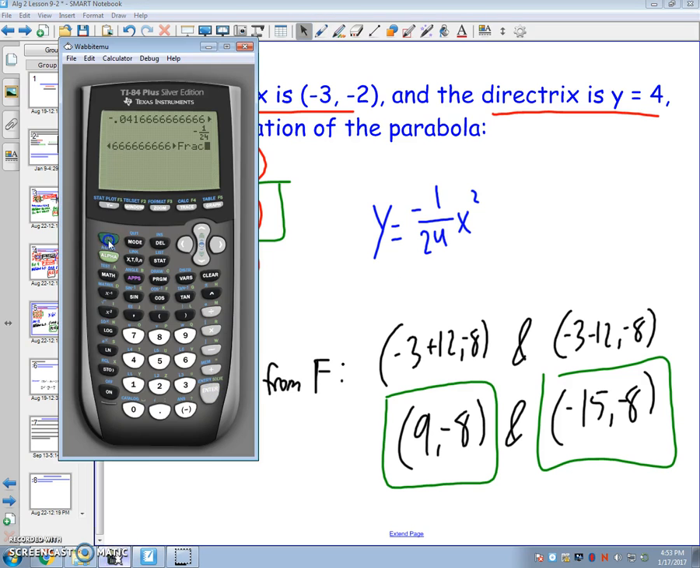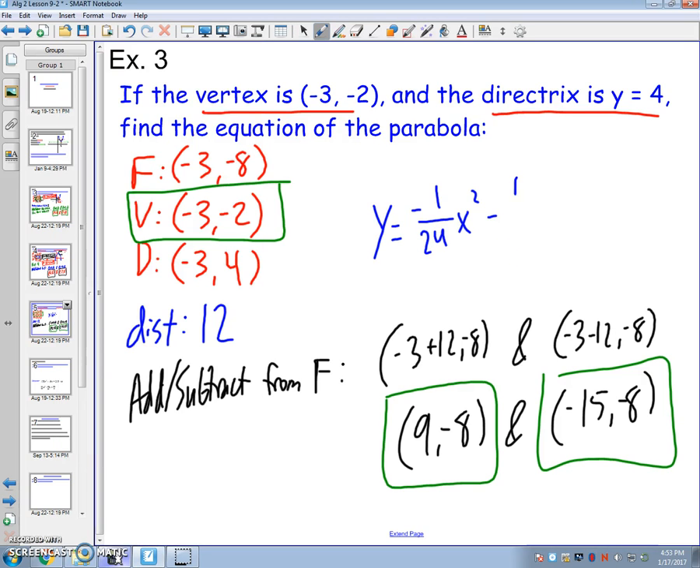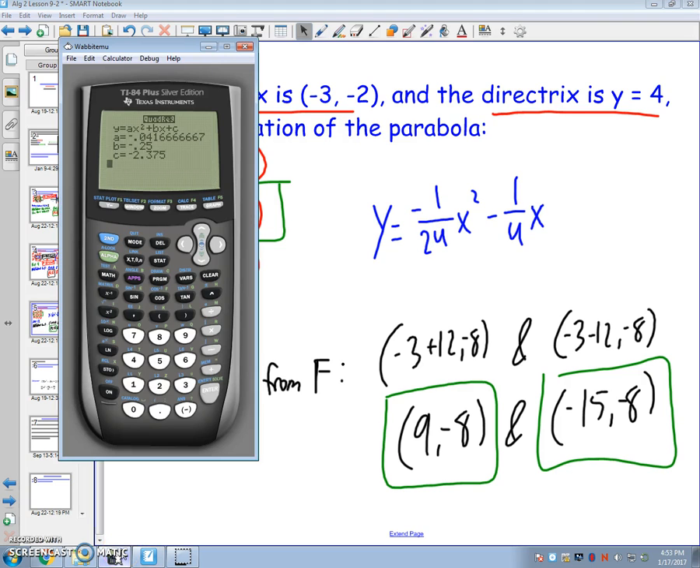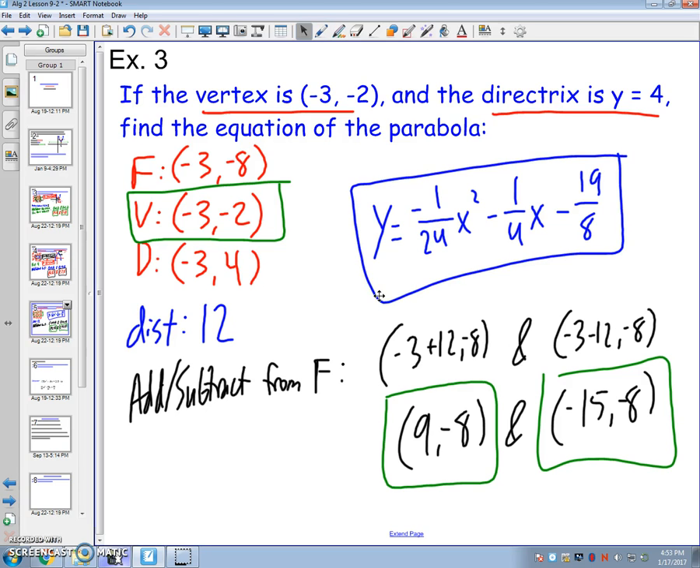Let's see what the other one was. -0.25. So that's -1/4. And the last one was -2.375. 0.375, math, enter, enter. That is -19/8. All right, and there's my answer.